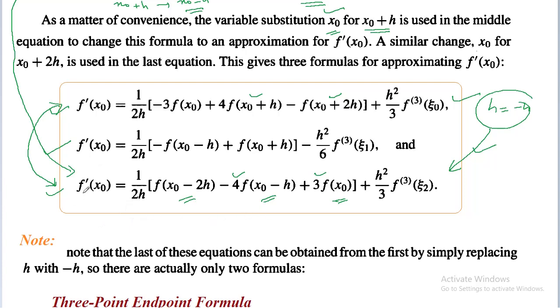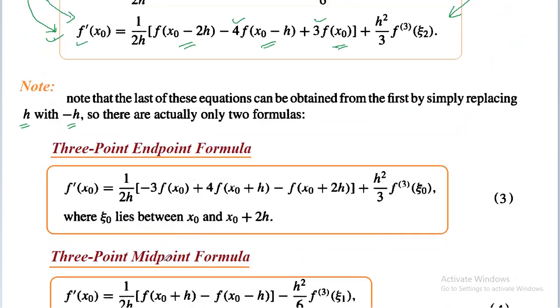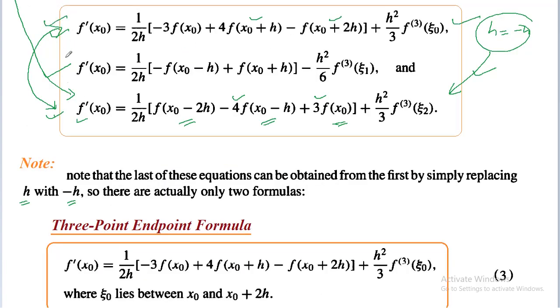That is, the third one is obtained by replacing h by minus h from equation number 1 or formula number 1, right? So actually there are only two formulas, which are the 3-point endpoint formula and the 3-point midpoint formula. That is, the first one and the third one are the same, so it is called the 3-point endpoint formula. That is, the 3-point endpoint formula is f dash of x naught is equal to 1 by 2h into minus 3 f of x naught, etc. So this is the 3-point endpoint formula. We know these are actually equal, right?